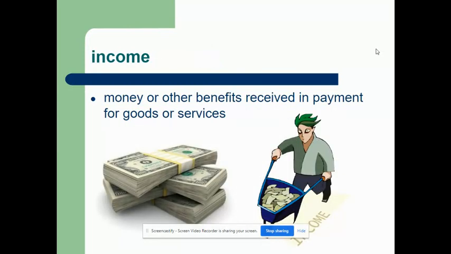Income is simply money or other benefits received in payment for goods or services. So if I provide a service, for example, I fix somebody's automobile, they're going to pay me for that service. Another example of a good: I used to collect baseball cards, and I still have them. If somebody wanted a specific baseball card, I could sell that good to someone else and make money or income off of it.